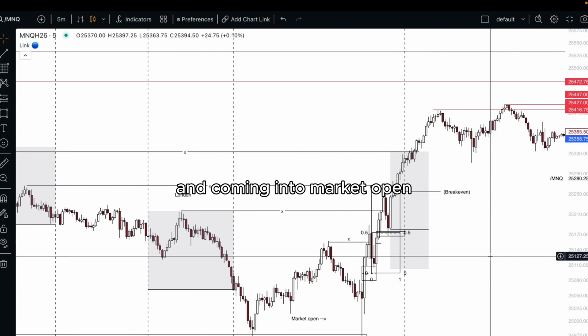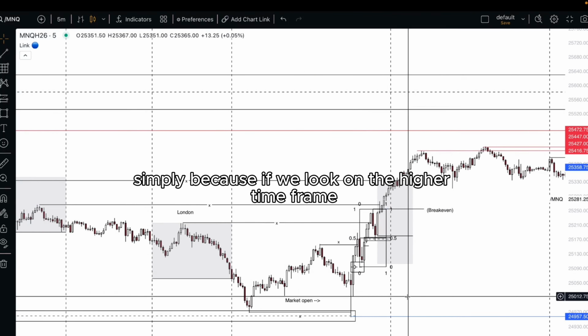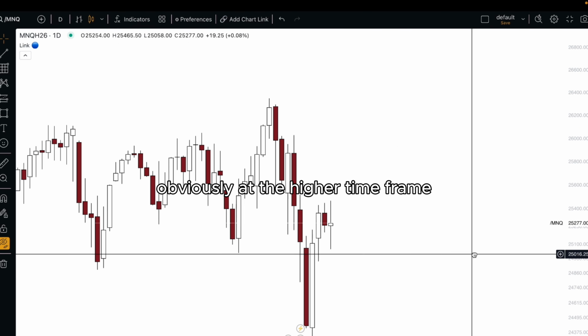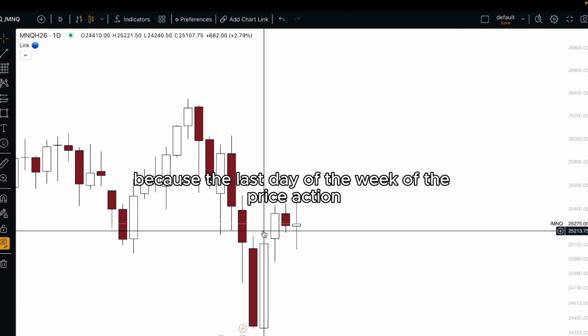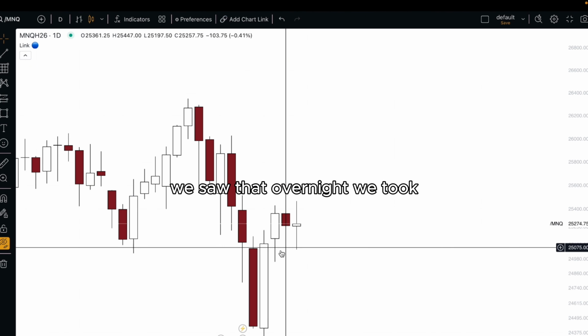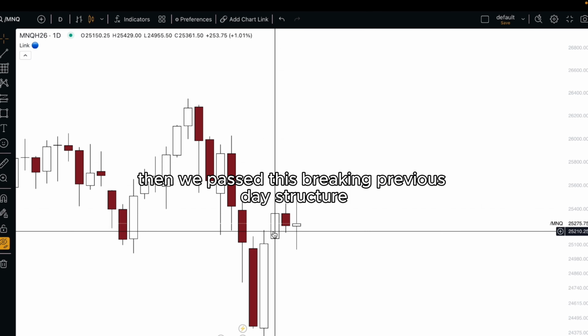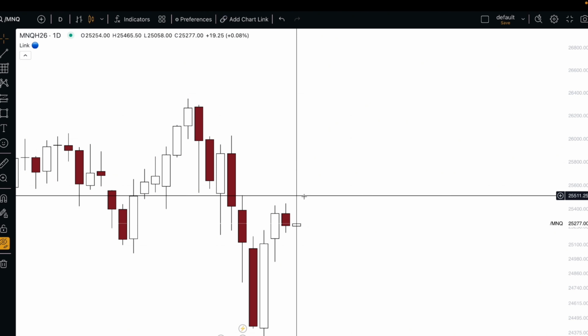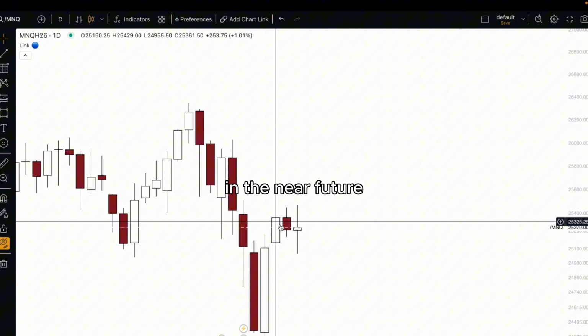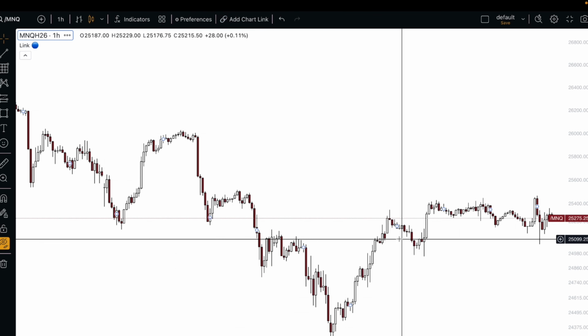Coming into market open, I already knew that this was bullish, and I'm gonna tell you why. Simply because if we look at the higher time frame, on the last day of the week, we saw that overnight we went down, then we passed this previous day structure, so that we could go and take out these highs later on in the near future. I had that all in mind. Not only that, pre-market we were already bullish.